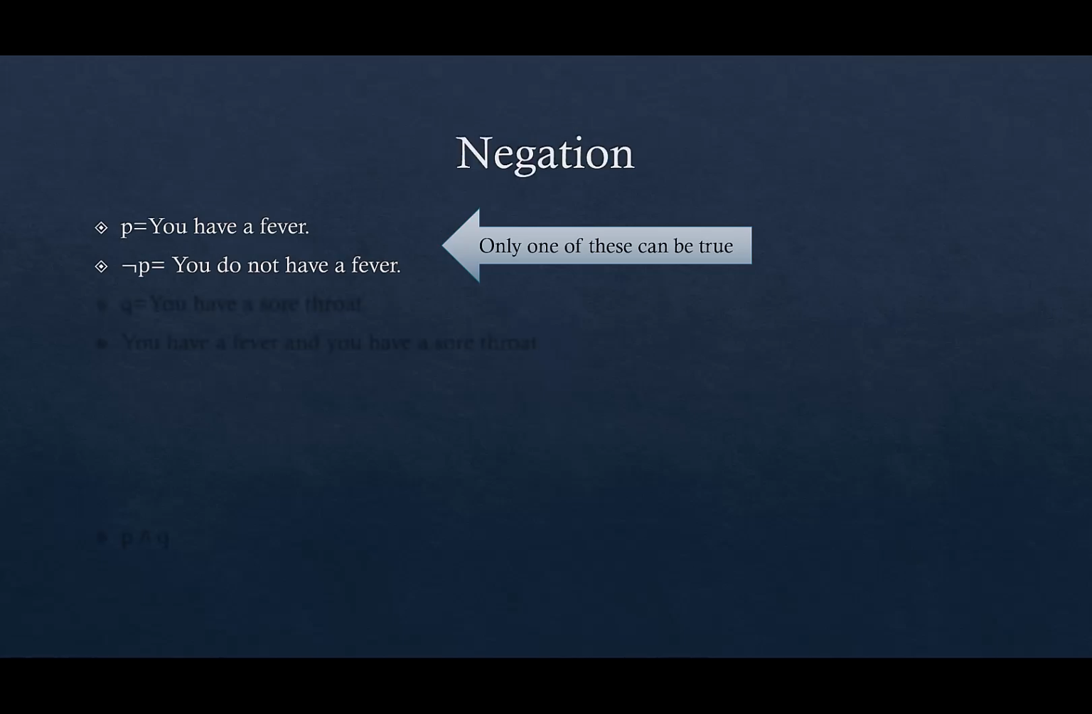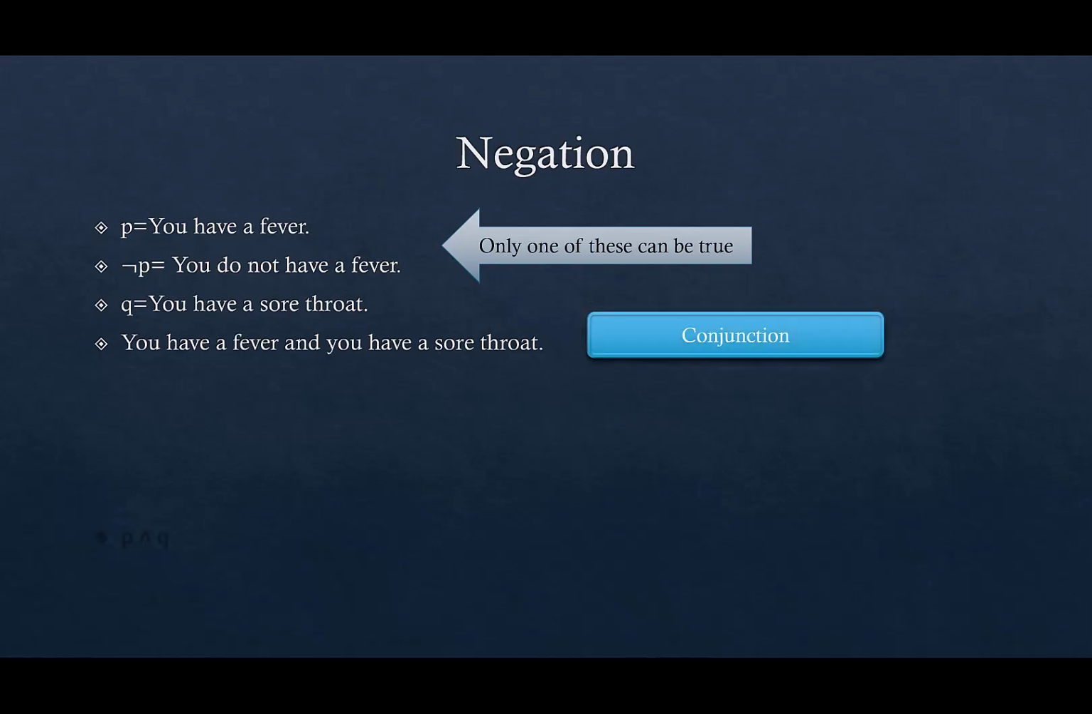We can make that a little bit bigger by adding in a second statement. So let's try Q is you have a sore throat. Then we can combine P and Q by saying you have a fever and you have a sore throat. Introducing the word and is called a conjunction. And as a symbol, we use something that looks like an inverted V, which means we can simply write this whole statement as P and Q.